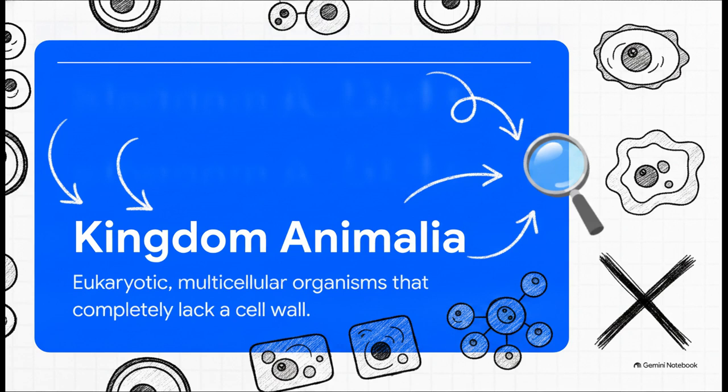Number 1, they are eukaryotic, meaning their cells actually have a defined nucleus. Number 2, they are entirely multicellular. You won't find any single-celled loners here. And number 3, and this is a really big differentiator from plants, they completely lack a cell wall.